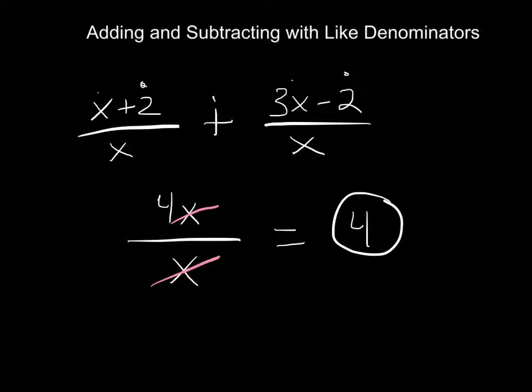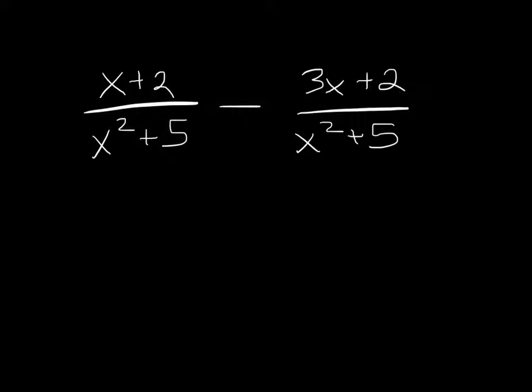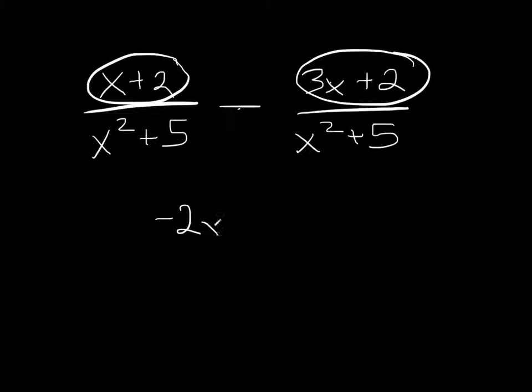Okay. Problem number 2. If I go too fast, you can always rewatch this video at another time. Here we go. We have x plus 2 minus 3x plus 2. So we look and we can add and subtract the like terms. So x minus 3x, that gives you negative 2x. 2 minus 2 is 0. So we leave it as negative 2x again. Keep the denominator the same as x squared plus 5.